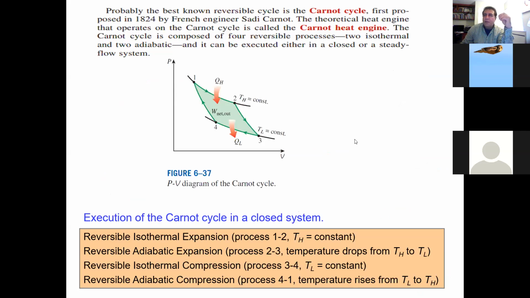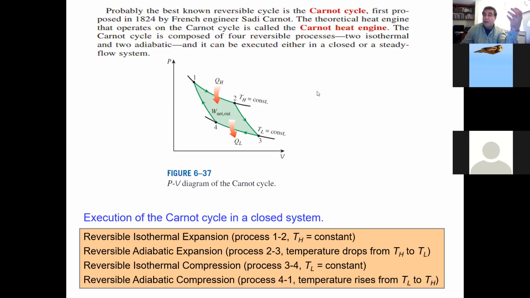I was waiting to get to this slide here. Probably the best known reversible cycle is the Carnot cycle. Carnot was a French engineer, and he always claimed that his cycle engine is the most efficient one. It has a higher thermal efficiency. The theoretical heat engine that operates on the Carnot cycle is called the Carnot heat engine. That's good to know, the background knowledge in thermal sciences.